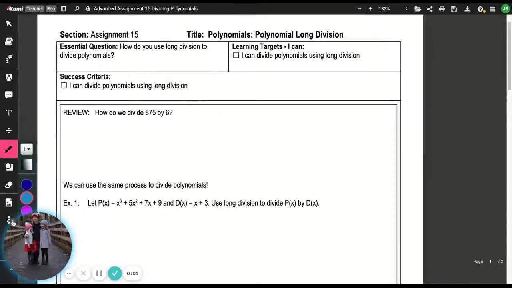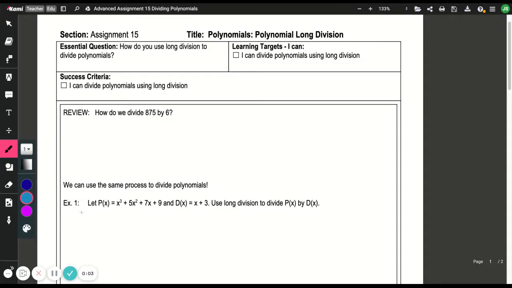Welcome back. We're going to finish our polynomial unit to end first semester. So the last couple things we have left is division of polynomials, and then we'll talk a little bit about some graphs. We're only going to focus on one type of division for polynomials, and that is long division.